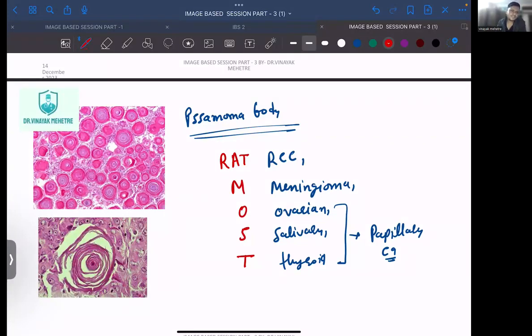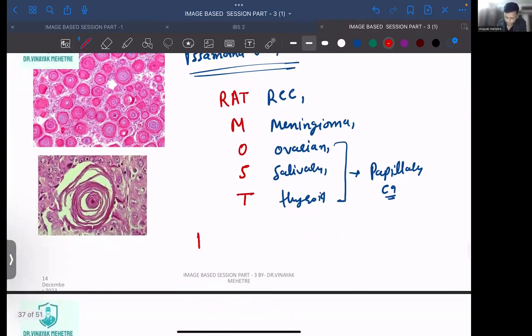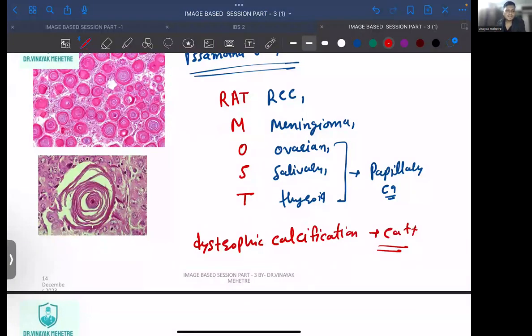And which type of calcification is seen in the Psammoma body? Anyone? It is dystrophic calcification. So what is getting deposited? It is calcium, right? It is getting calcium.